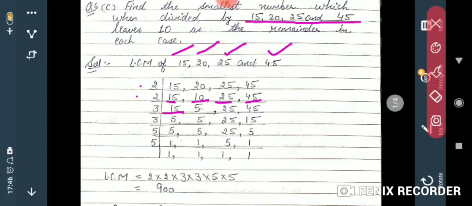Again we will divide by 2. 15 is not divisible but 10 is divisible. So 2 5s are 10. Again 25 and 45. Then just see 15, 5, 25 and 45. No number is divisible by 2. So we will divide it by 3. Why? Because 15 is divisible by 3, 5 no, 25 no, as well as 45. 3 1s are 3 and 3 15s are 45, divisible by 3.